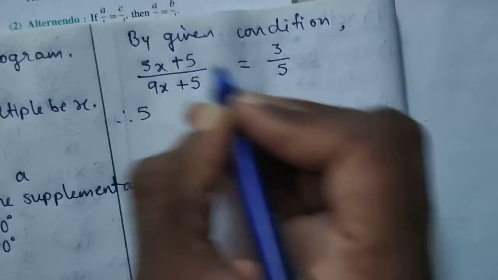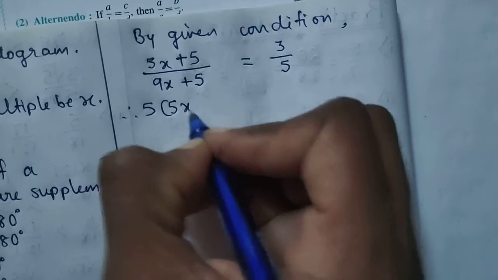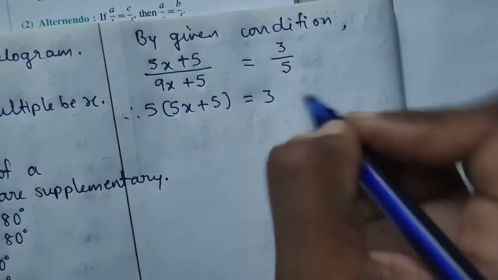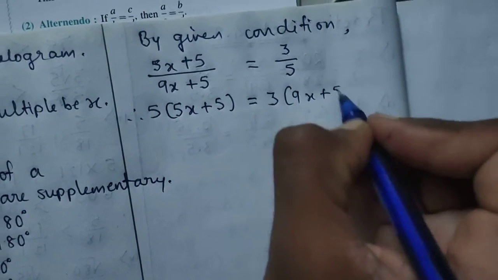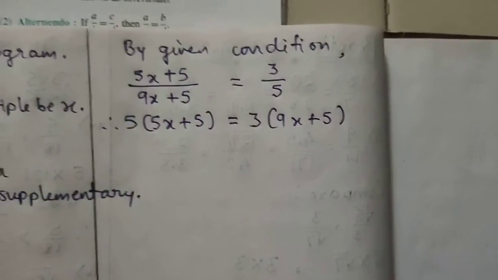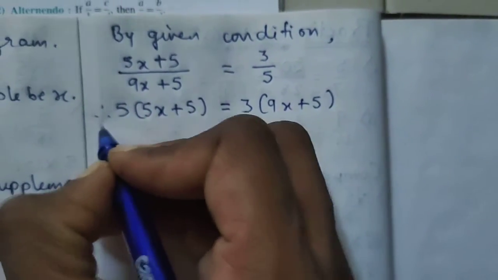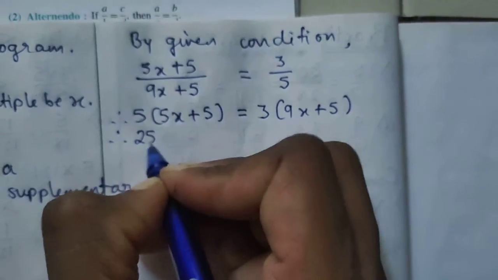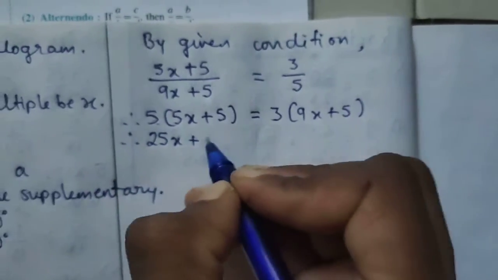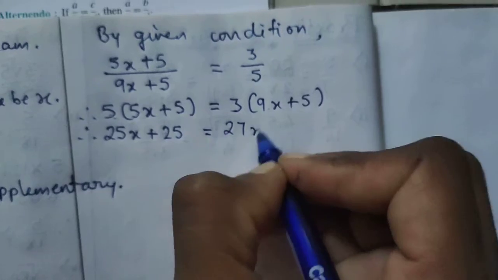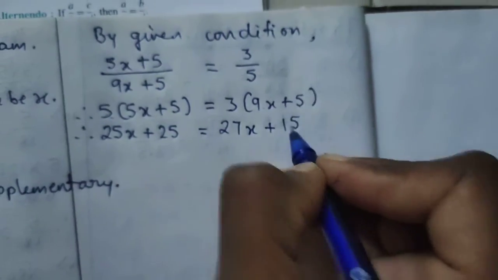So this 5 we will multiply with this, that is 5 times (5x plus 5), then equal to, multiply this 3 into this (9x plus 5). Now let us do the multiplication and simplify. 5 5s are 25x plus again 5 5s are 25 is equal to, this is 3 9s are 27x plus 3 5s are 15.